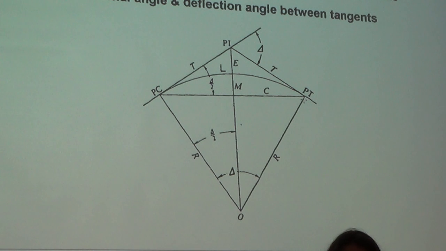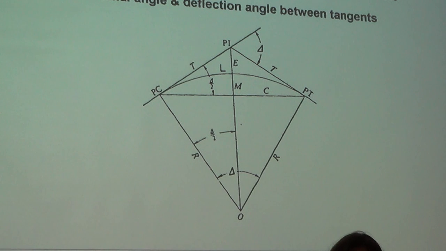The reason that this is a point of tangency is because, if you remember back to geometry, when two things are tangent, there's a 90-degree angle between them. This tangent line, this line that's tangent to the curve, is perpendicular, 90 degrees, from the radius line that goes to the center of the circle. So this line, which is tangent to the curve, is perpendicular to the radius that goes to the center of the circle. That's why this is called the tangent line, and this is called the point of tangency.